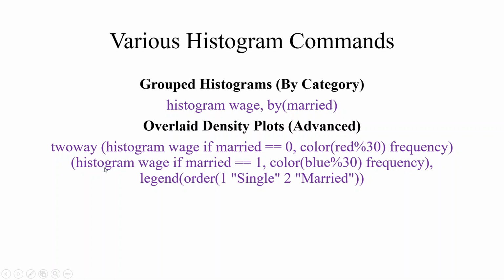Next histogram, wage if married == 1. So this time the label has been changed, right? Here I am specifying 0, here I am specifying 1. Color blue, frequency, and the legend order, that is 1 for single, 2 for married. And let's run this.